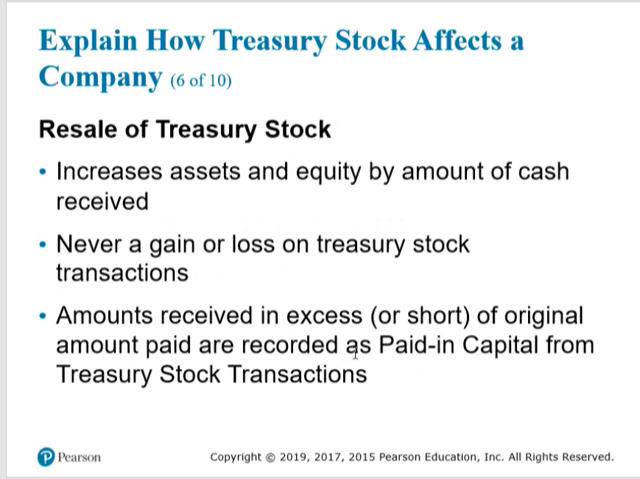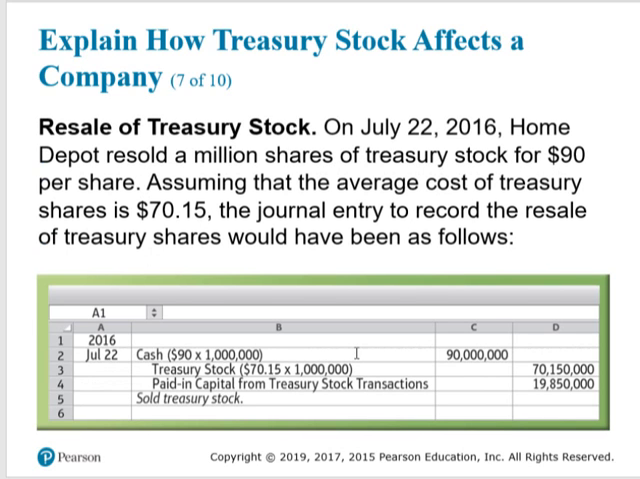It can be resold. There will be no gain or loss recorded, but if the company receives more or less than what they paid for the stock, it's recorded as paid in capital from treasury stock transactions, or short of. This example shows the resale of treasury stock for more than what the company paid. Debit cash, credit treasury stock for what they paid, and the rest goes to paid in capital.